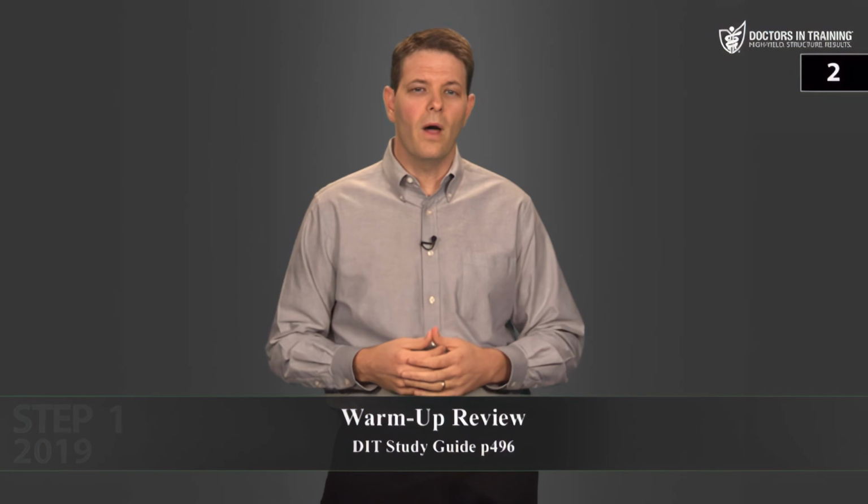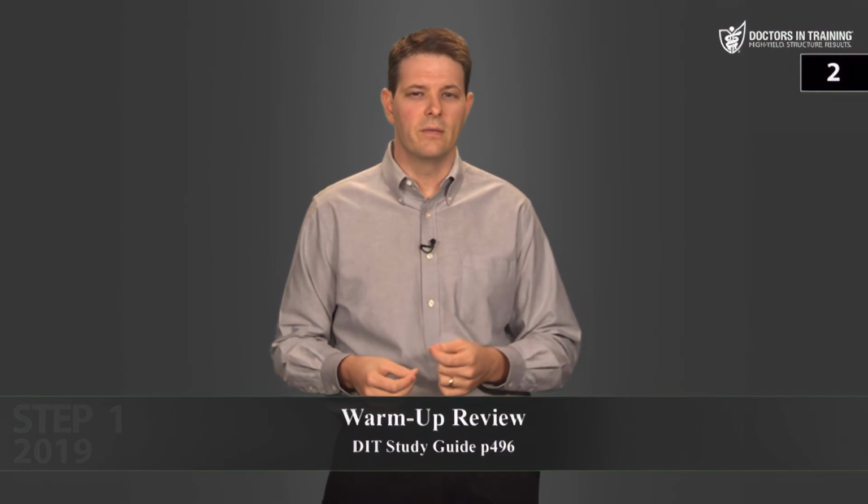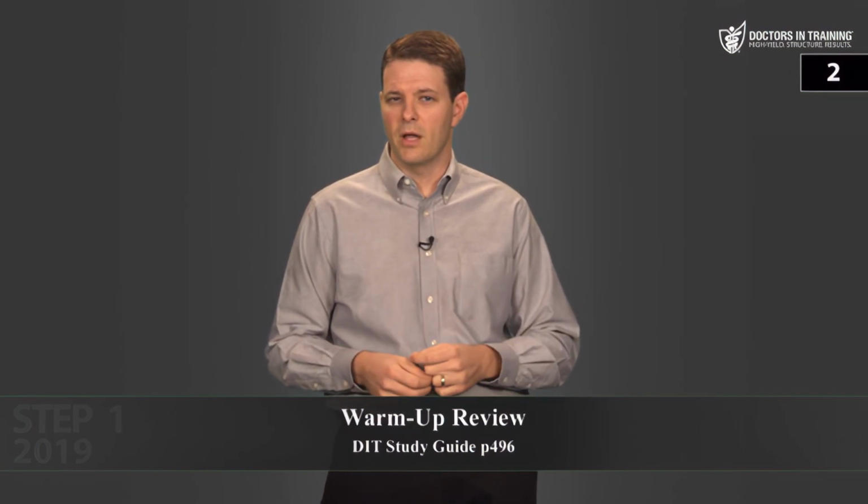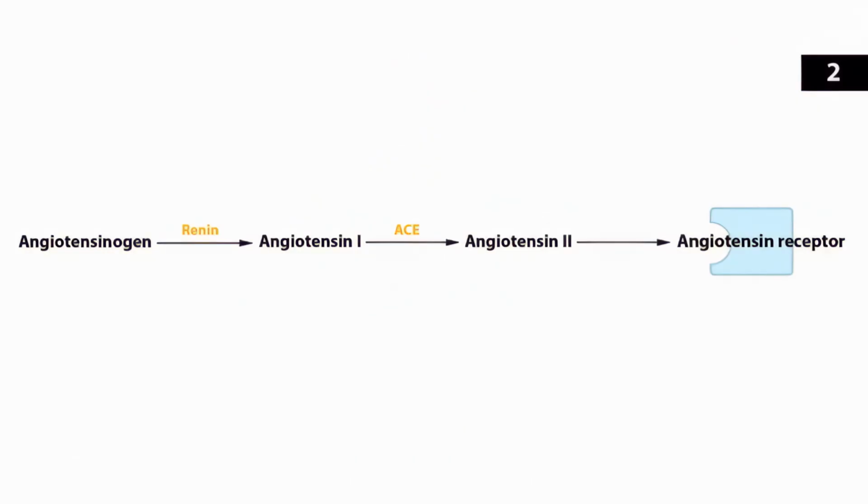Next, why is cough one of the common side effects of ACE inhibitors, but not angiotensin receptor blockers? ACE inhibitors and ARBs both act on the renin-angiotensin-aldosterone system, but they act at different points in the pathway.